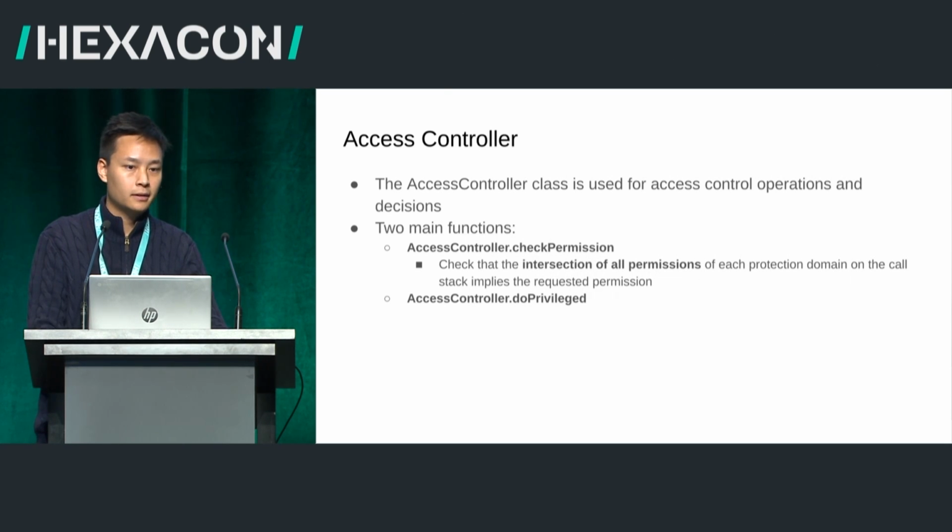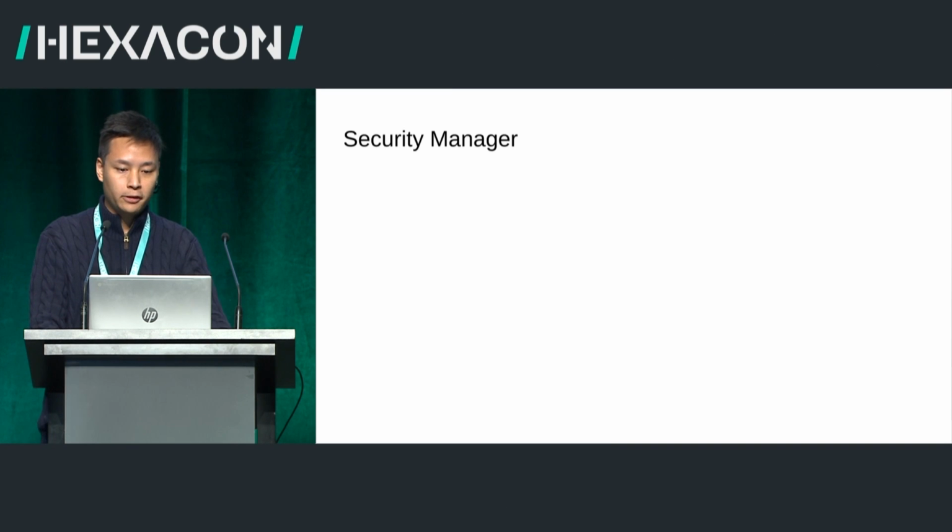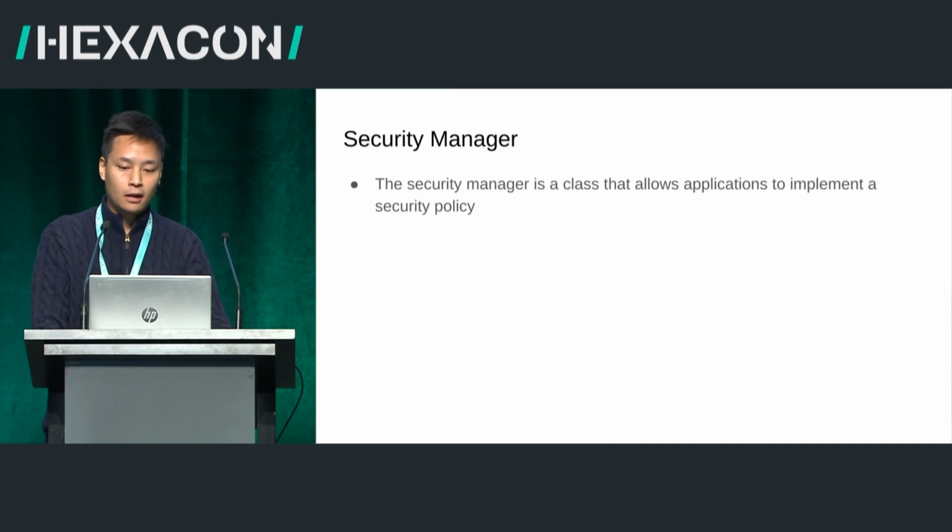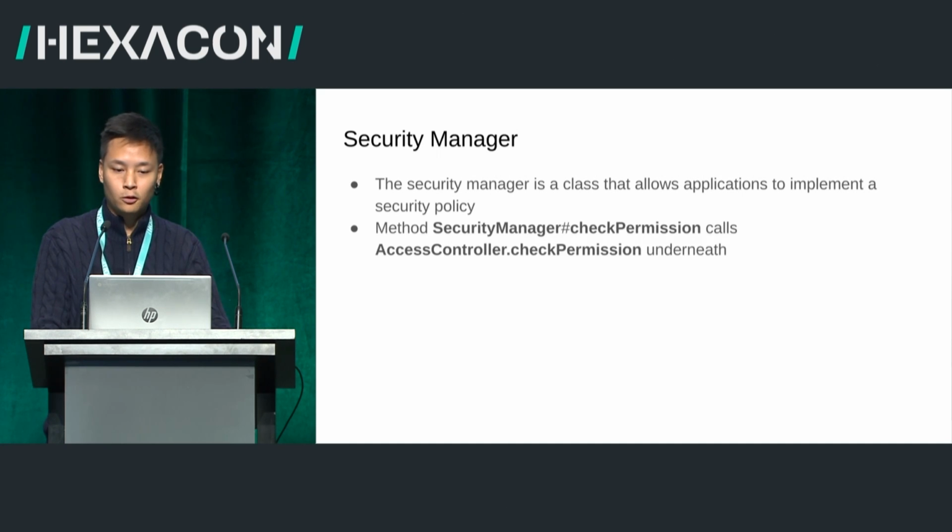How it works is it marks the caller as privileged in order to ignore all permission checks before the caller. And next, we have the security manager, which is a class that allows applications to implement a security policy. It also contains a checkPermission method, which essentially calls the access controller's checkPermission underneath.